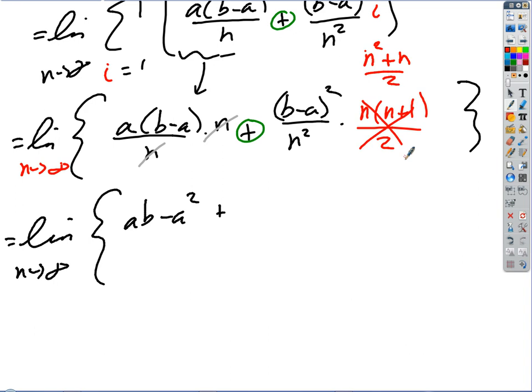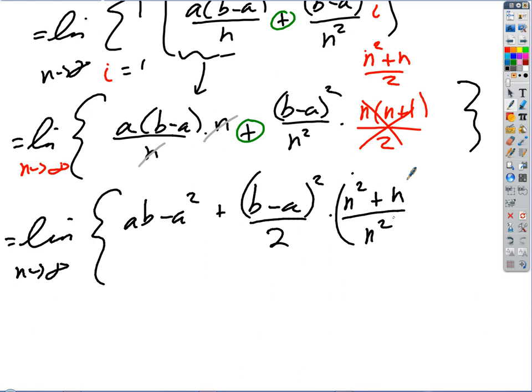So I'm going to get b minus a squared times, I'll put the 2 over here, how about? We're lumping the 2 together with this guy. But then I've got this n squared plus n over n squared. If I reshuffle things, does that make sense? So you get 2n.